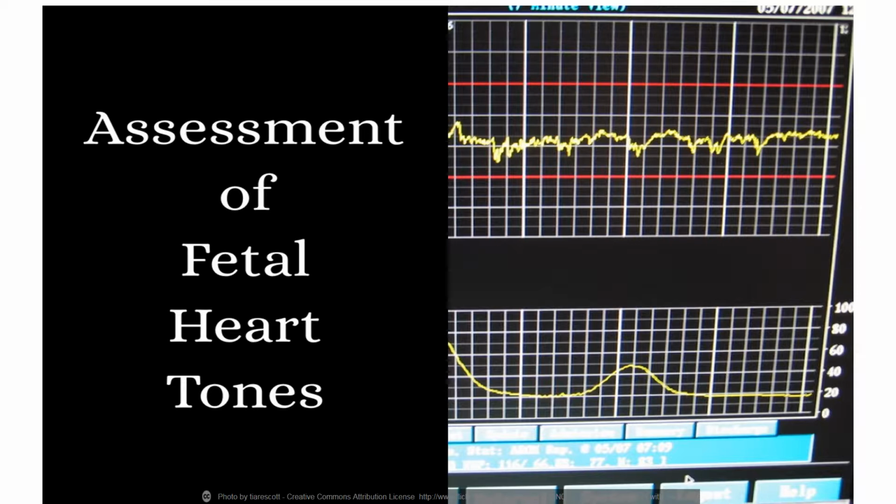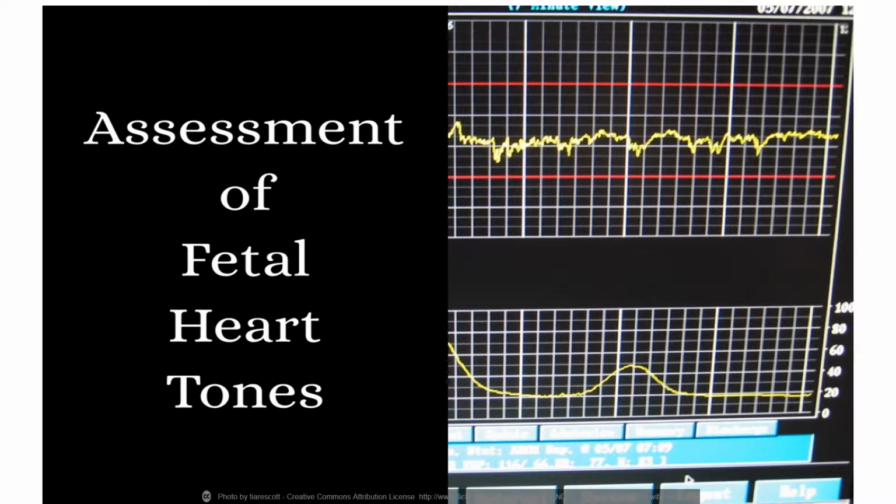As a labor nurse, we're trained to assess fetal heart tones and interpret the response of those fetal heart tones during contractions. So it's that relationship of the fetal heart tone during the contraction that creates these fetal heart tone patterns that we interpret as how the baby's doing.